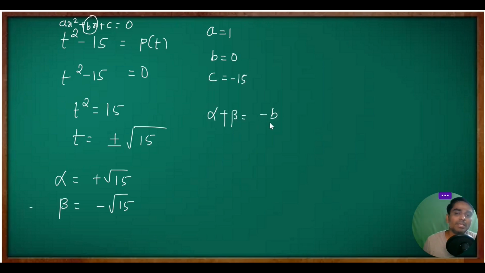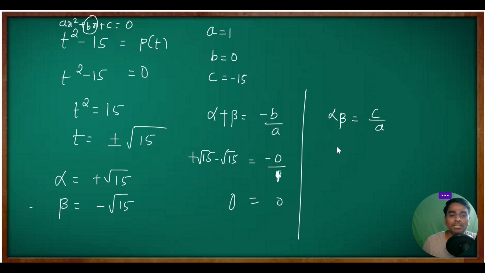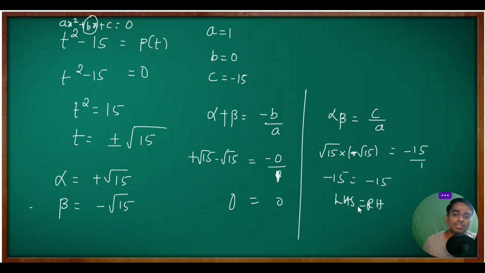So let's take alpha plus beta, which is minus b by a, and alpha beta, which is c by a. What is alpha plus beta now? Plus root 15 minus root 15 is equal to minus b. b is 0 by a, that is 0 by 1, which is 0. This is also 0. Then here, root 15 into minus root 15. c is minus 15, a is 1. This will be minus 15 and this will also be minus 15. LHS equal to RHS. Hence the verification is valid.